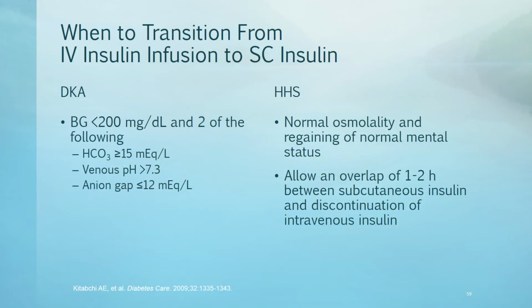So when we're transitioning from IV insulin to sub-Q, these are some of the things that we do and some of the parameters we're looking for. The anion gap has to be closed for your DKA before we start sub-Q insulin. With your HHS, once their osmolality starts normalizing and they're able to regain their mental status, we can switch them. That's why, like I mentioned, a lot of times just from providing all this fluid, we don't even need to start the IV insulin. We'll go straight to sub-Q. We'll allow an overlap of 1 to 2 hours between sub-Q and the discontinuation of IV insulin. If we do initiate IV insulin, we will have that overlap in time.